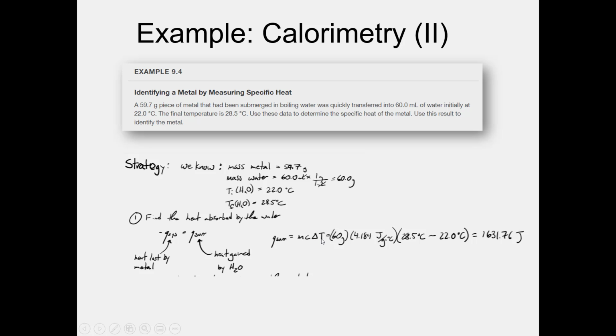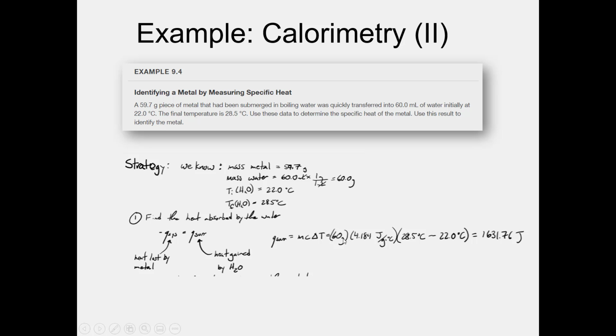We can find delta T, the change in temperature, by taking 28.5 degrees Celsius minus 22.0 degrees Celsius. Delta T, remember, in terms of the sign, is always final temperature minus initial temperature. So delta T is going to be 28.5 degrees Celsius minus 22 degrees Celsius. The specific heat of water we've gotten from table 9.1, and we can get it again. To 4 sig figs this time, it's 4.184 joules per gram degrees Celsius. Mass of the water is 60.0 grams, so there's actually 3 sig figs in the mass measurement.